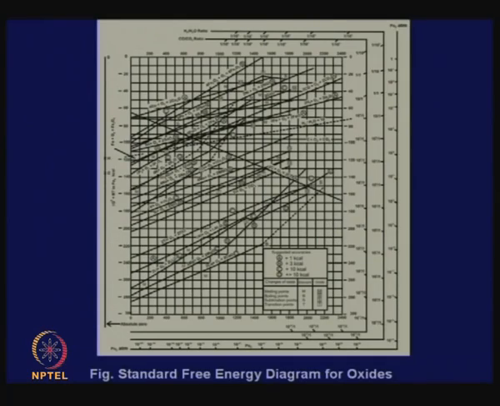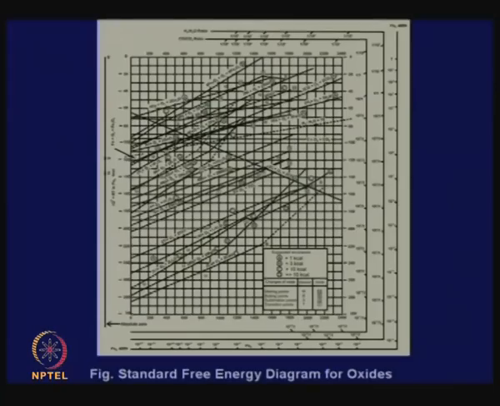I hope you understand why these lines are sloping upwards and why most of them are nearly parallel. The slope of each line is referring to the entropy change for disappearance of the oxygen. Now, look at this line here. This equation is for C plus O2 giving CO2.